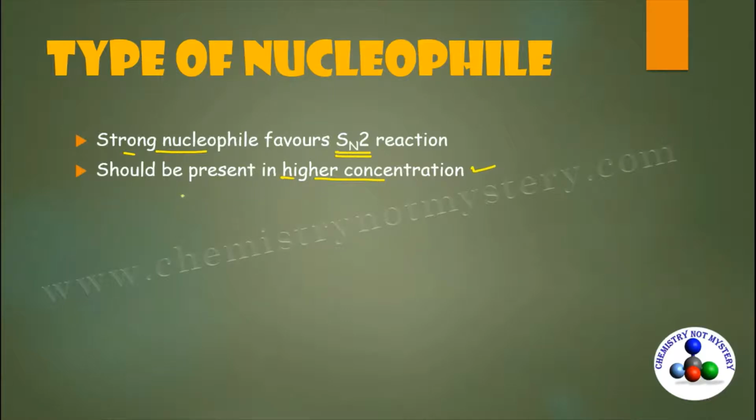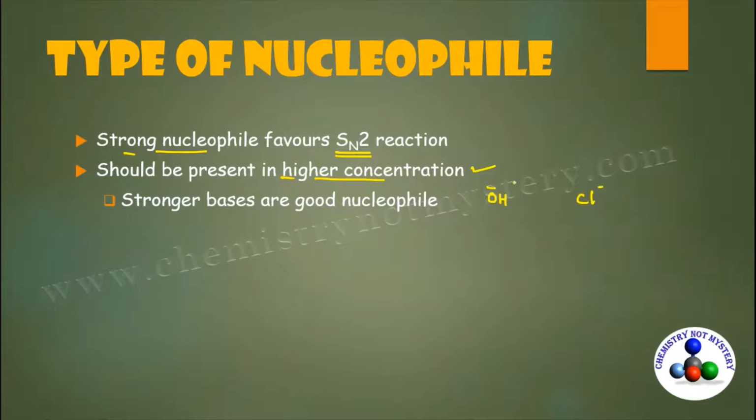But how do you identify which nucleophile is stronger and which one is weaker? So strong bases are good nucleophiles. For example, as we just compared the basicity of OH- and Cl-, you know OH- is a strong base as compared to Cl-. So that's why OH- is a strong nucleophile as compared to Cl-.